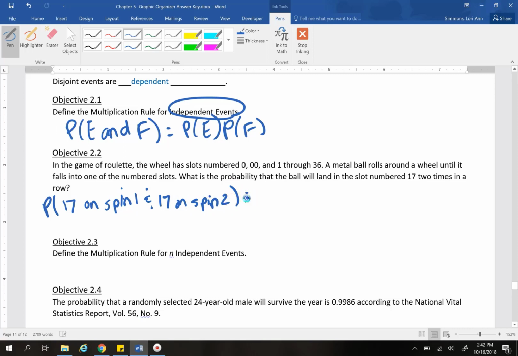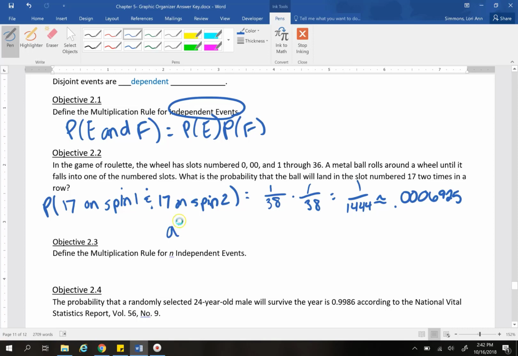Since these are independent, one roll does not affect the other, we can find the probability of getting 17 on spin 1, which is 1 out of 38 possible chances, and then multiply that by getting a 17 on spin 2. So that's 1 over 1,444, which is about 0.0006925.